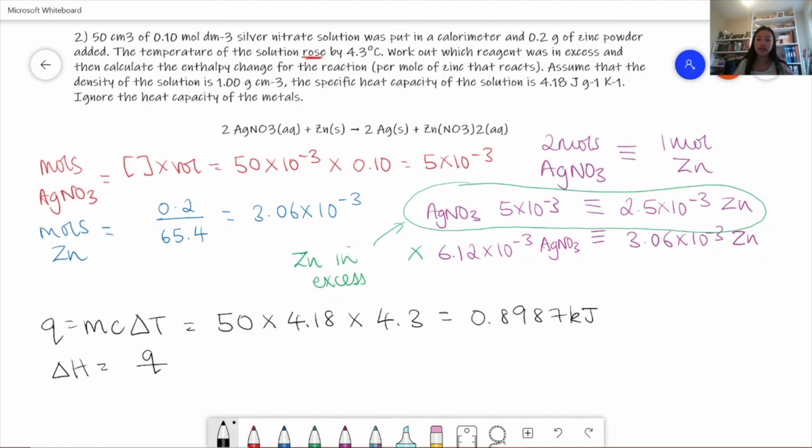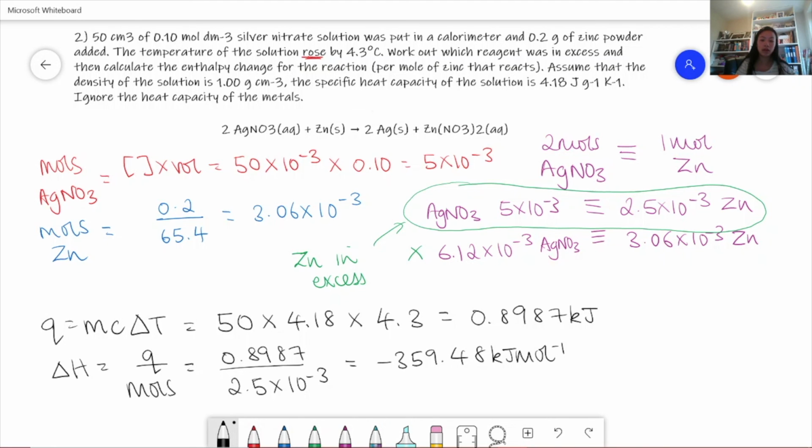And now we use the delta H formula. So we've got delta H equals Q over moles. And here, the question asks for per mole of zinc that reacts. So this is going to be moles of zinc that reacts. So we'll have 0.8987 over the moles of zinc which have reacted, which is the 2.5 times 10 to the minus 3. And then that comes to minus 359.48 kilojoules per mole.